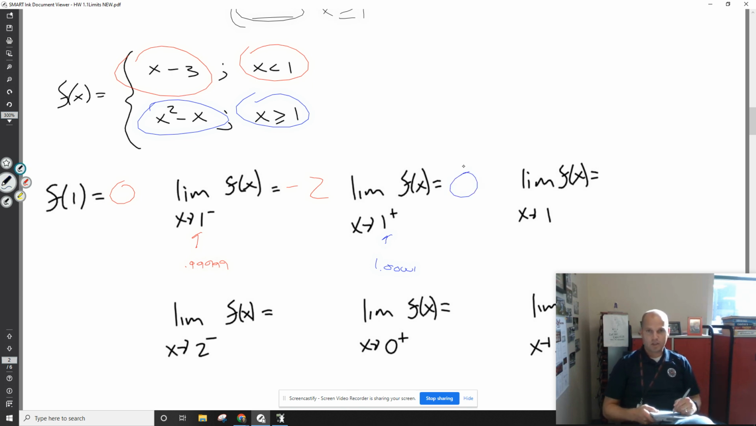The left-hand limit and the right-hand limit do not agree with each other. I don't care that this one agrees, and I don't care that I have a point. This limit does not exist.